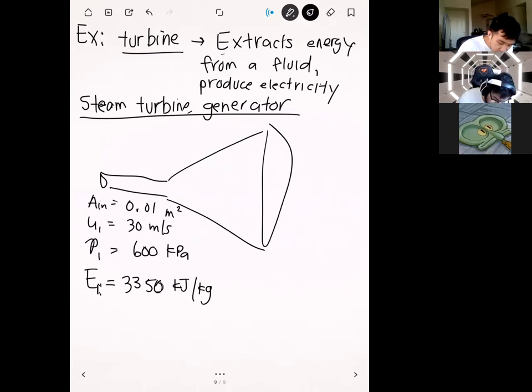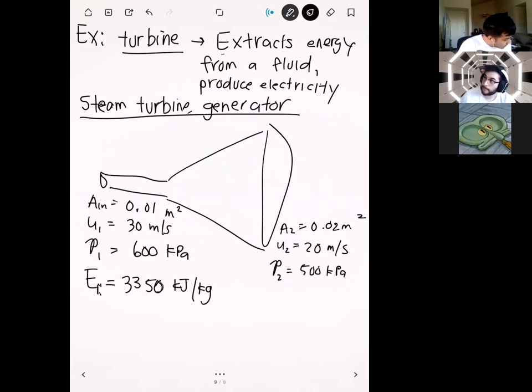And at the outlet, we have the following conditions. A2 is equal to 0.02 meters squared. I know I didn't draw this to scale, but I'm paid to be an engineer, not an artist. Our velocity at the outlet is going to be 20 meters per second. Our pressure is going to be 500 kPa. And our internal energy at the outlet is going to be 2,500 kilojoules per kilogram. So if we assume that our density is that of water, we can say that our density is 1000 kilograms per meter cubed.